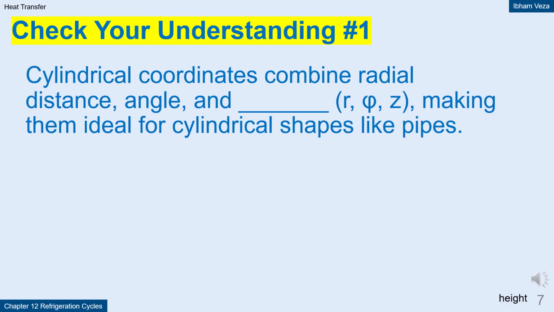This slide is a check your understanding question designed to test students' knowledge of cylindrical coordinates. It asks students to identify the third element in the cylindrical coordinate system, which combines radial distance, angle, and a third variable to describe cylindrical shapes like pipes. The blank in the sentence prompts students to recall and fill in the missing term, height, or z coordinate, to complete the definition of the system, r, phi, z. This interactive slide reinforces the concept of cylindrical coordinates and ensures students can apply their understanding to real-world shapes.